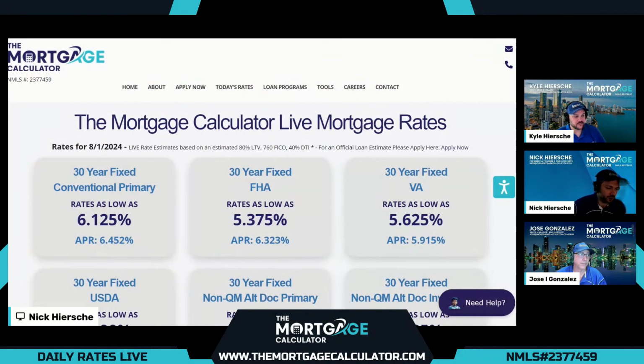All right, so again, big difference from yesterday here. First up, our 30-year fixed conventional option for a primary home. Yesterday, we were at 6.375, I believe. Today, a big jump down to 6.125. Final APR, 6.452. And we should continue to see some downward momentum here as the consensus on the markets comes to a settlement here.